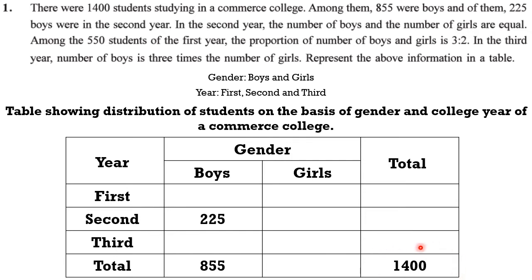Now after this the content is given, but let us be clear here. Total students are 1400, boys are 855, so naturally the difference between the total and the boys will be the number of girls, that is 545. What I want you to remember here is that this was not given in the question, but to fill up the table we have to calculate it, and there will be many values which we will calculate on our own. These will not be given in the question itself, so I am marking these values in red color.